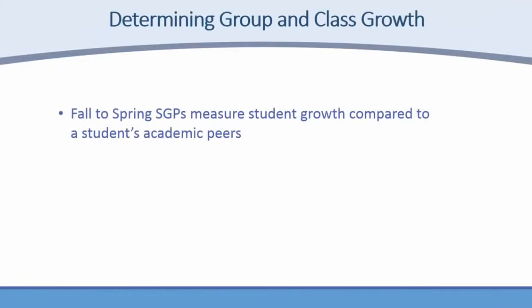It's important to remember that SGPs are a measure of fall to spring growth. The use of STAR for RTI progress monitoring will not affect the academic peer group placement. Each student's spring SGP will show the student's growth relative to his or her academic peer group that they were placed in the fall.